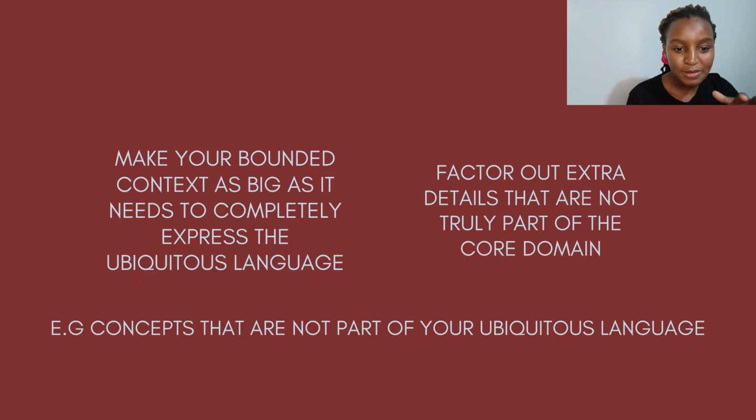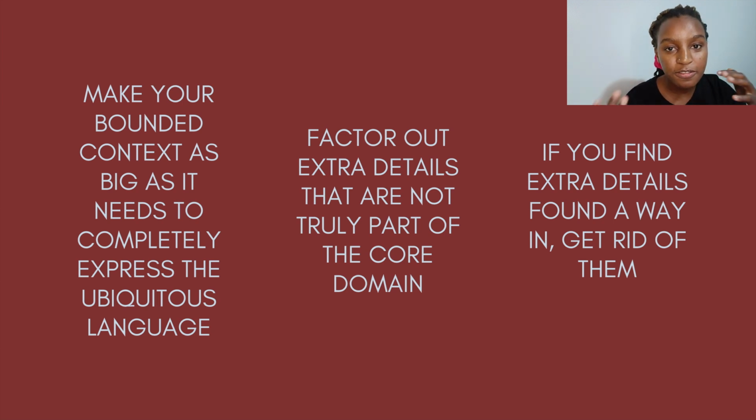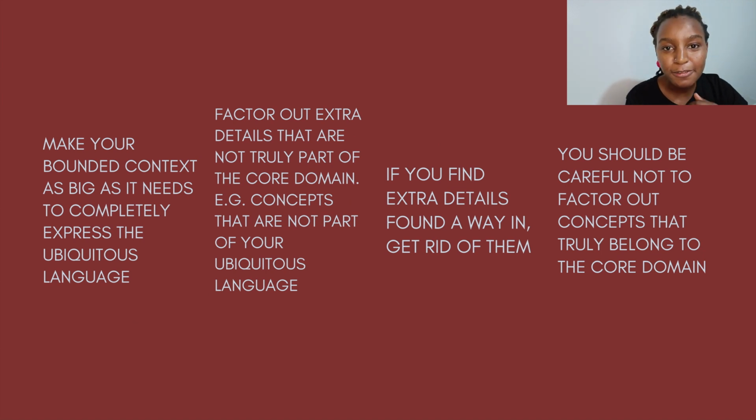We'll see ways in which, when you're trying to size your bounded context, there are some things you shouldn't factor in. But anyway, factor out extra details that are not really part of the core domain. Anything, for instance, when we're talking about the student bounded context, details that are around the teacher, not of concern. That's not something we should be concerned about. So concepts that are not part of your ubiquitous language should not go in. This guides you when trying to size your bounded context, and if you find extra details, get rid of them as soon as possible. You should be careful not to factor out concepts that really belong to the core domain. Again, keep checking and rechecking until you feel you have a really good, clear system that covers everything that you need.